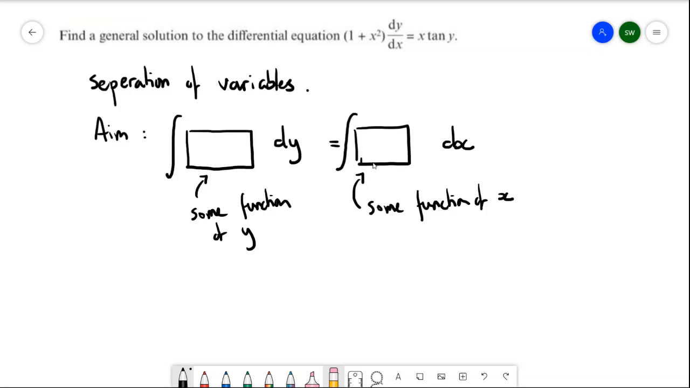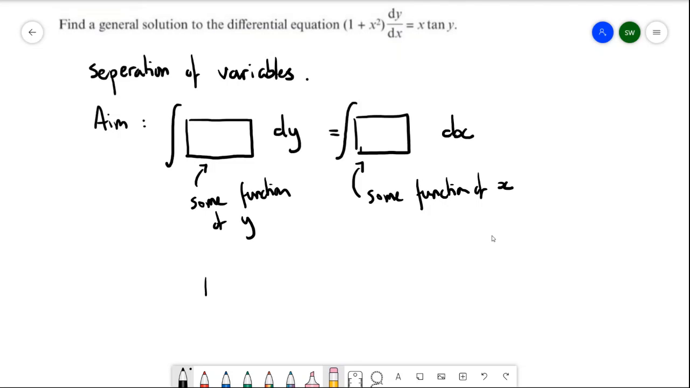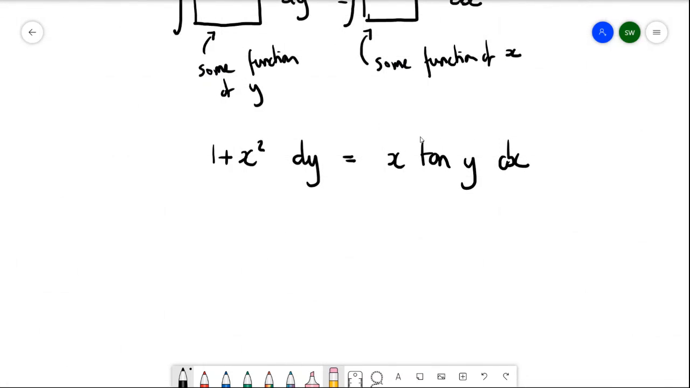The left hand side we're going to integrate with respect to y because we've got dy, and the right hand side we'll integrate with respect to x because we've got dx. So the first thing I'm going to do with this equation is get dx onto the other side. I'm going to times both sides by dx. So dy by dx will just become dy, and then we're going to have x tan y dx. Now the problem is I want tan y to be on the left hand side, not on the right hand side, so I'm going to divide both sides by tan y.